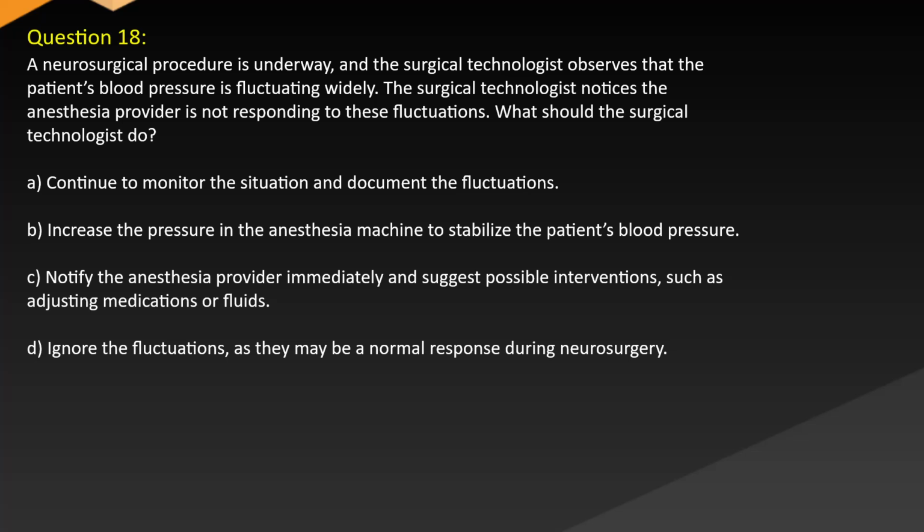A. Continue to monitor the situation and document the fluctuations. B. Increase the pressure in the anesthesia machine to stabilize the patient's blood pressure. C. Notify the anesthesia provider immediately and suggest possible interventions, such as adjusting medications or fluids. D. Ignore the fluctuations, as they may be a normal response during neurosurgery.